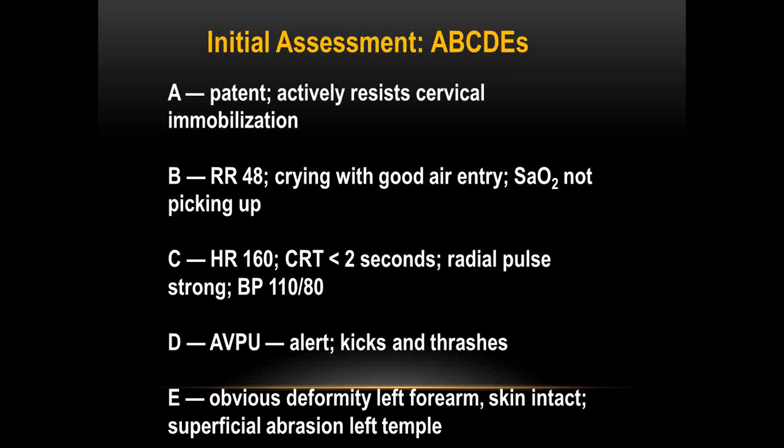He's alert, he's kicking, he's thrashing around. You do notice an obvious deformity to his left forearm, but the skin's intact over it. And the only other injury you see on him is a little superficial abrasion to his left temple. That's it. Anything there that's got you pennies in a wad? Some things we need to think about is, are we going to put a seat collar on this one?